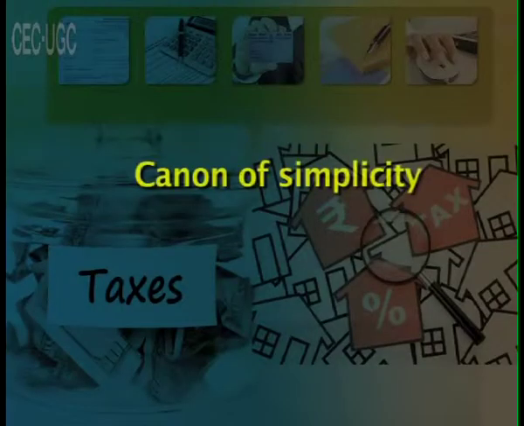Tax should be flexible and elastic; it should change according to the requirement and necessity of the government. So, tax should not be rigid. It should vary and change according to the priority, convenience and national interest, and vary according to the conditions. The last is the canon of simplicity.